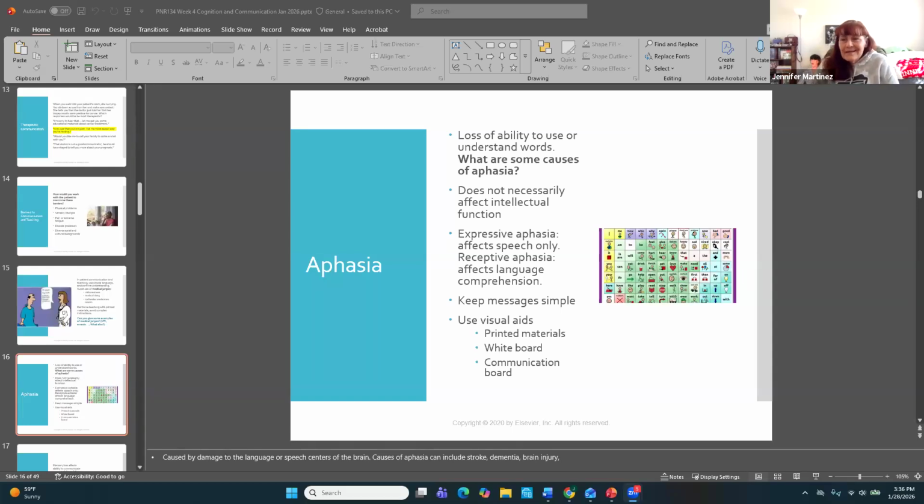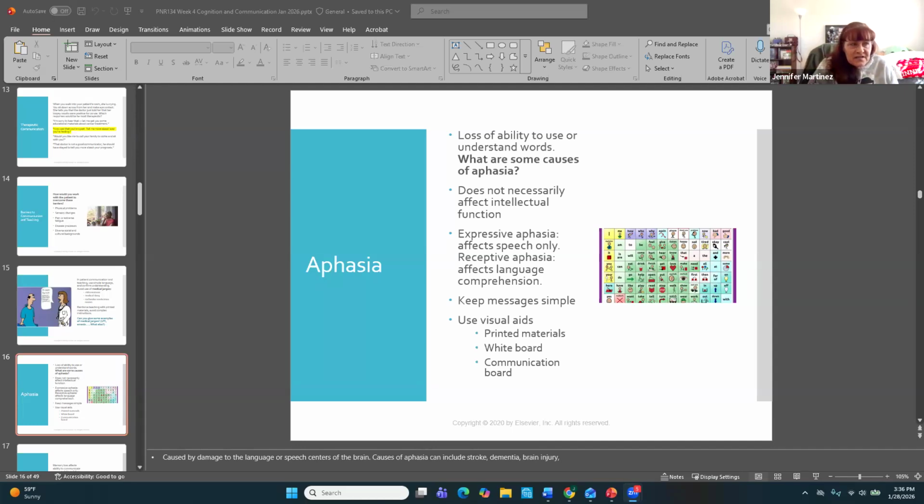Okay. So, I can't express myself. Receptive aphasia affects language comprehension. So, expressive, I can't express myself. And then with receptive, I can't understand. All right. So, there are differences in that.